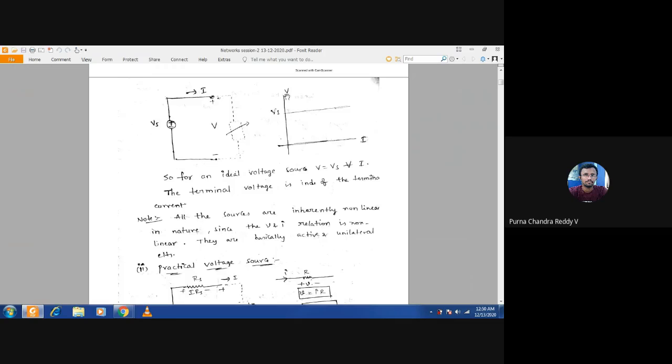The output voltage V is equal to Vs, constant. Why? Because there is no passive element here. If there is some passive element, there will be some voltage drop across that passive element. Whatever input voltage we get, we get the same voltage as output. Such a source is nothing but an ideal voltage source. That is, V is equal to Vs for all I.